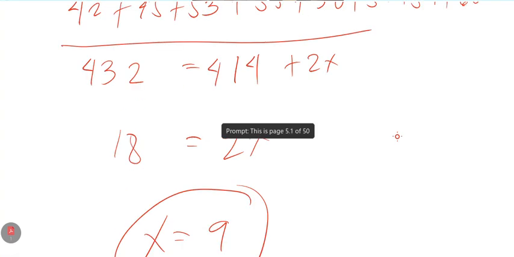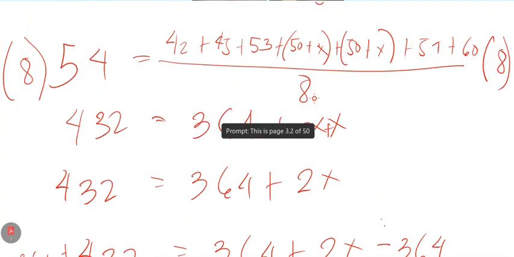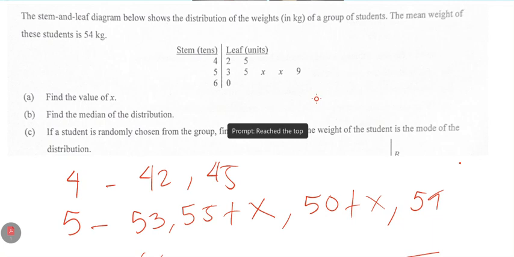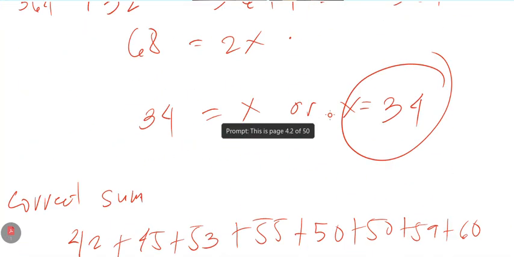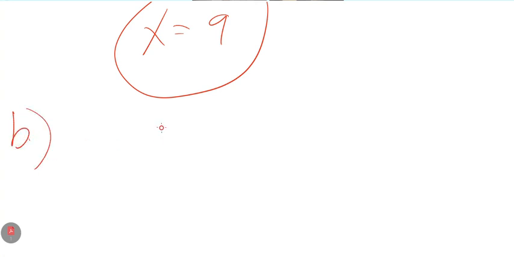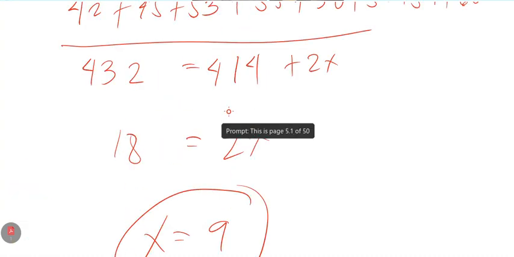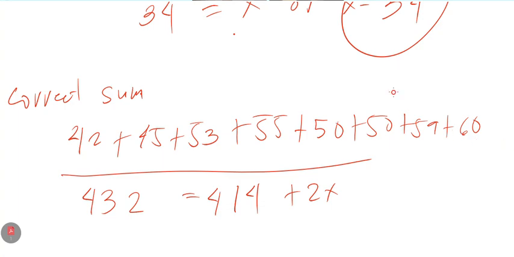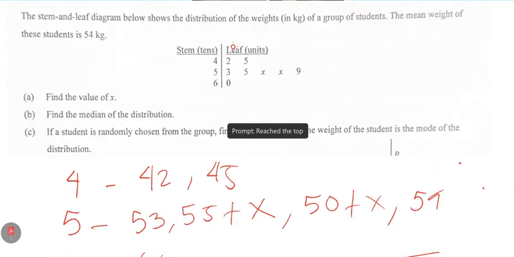Now, let's continue to the second part. It says to find the median of the distribution. Since we know the value of x is 9, this gives us the data set. Let's write it down here as b, and copy that one for you to see.